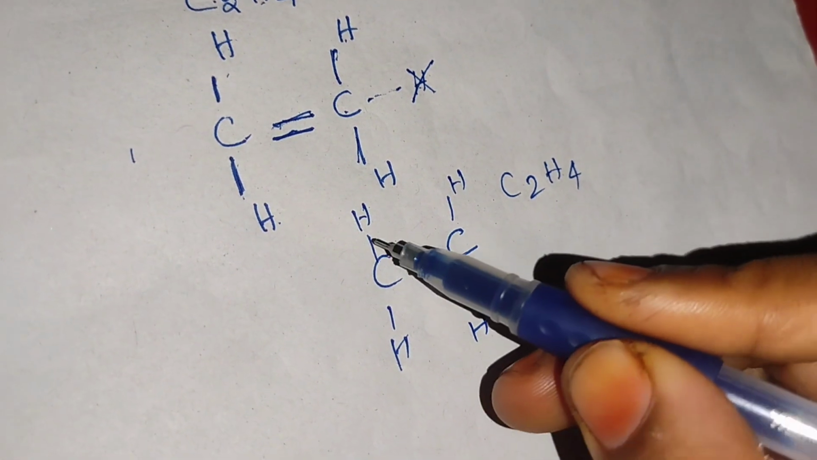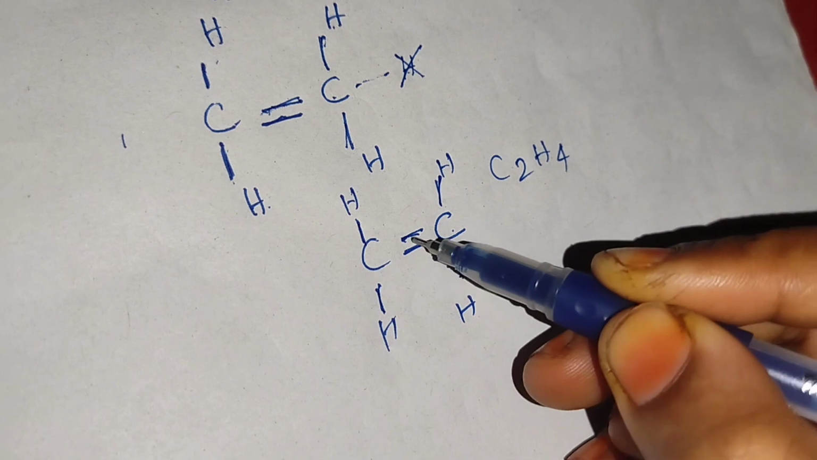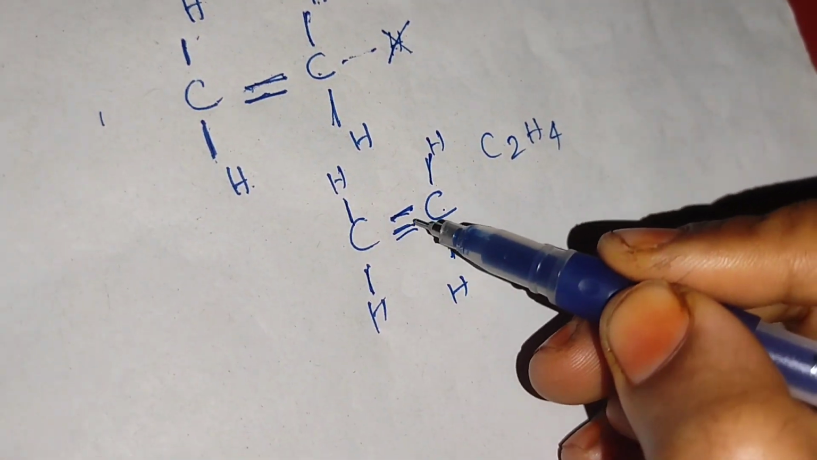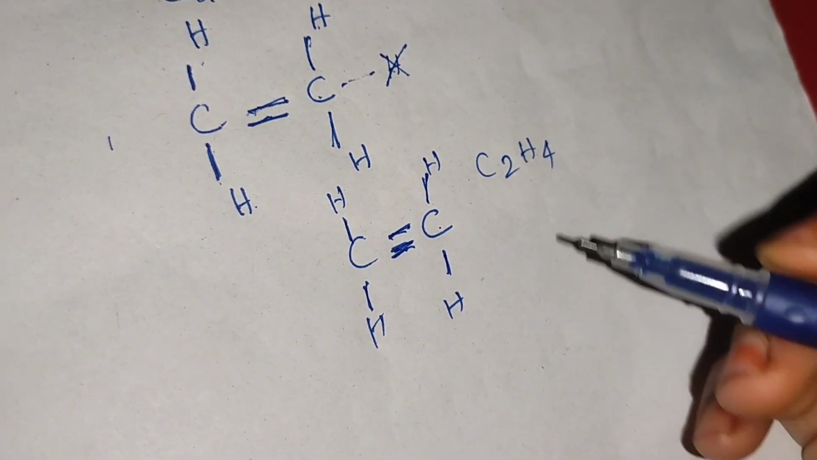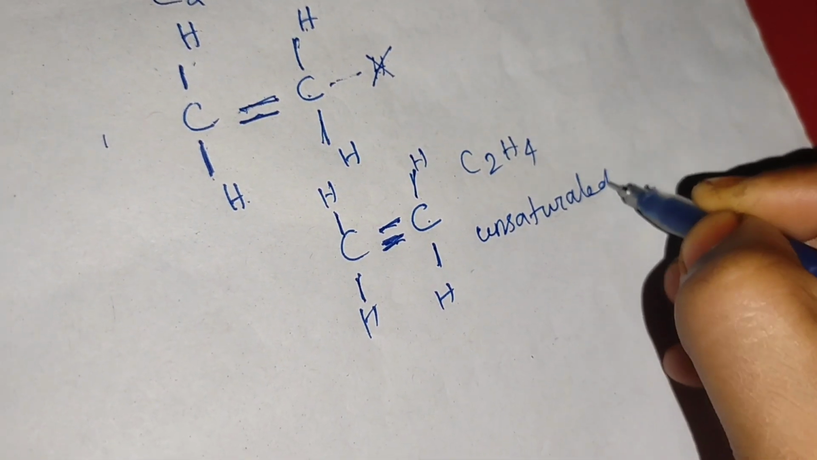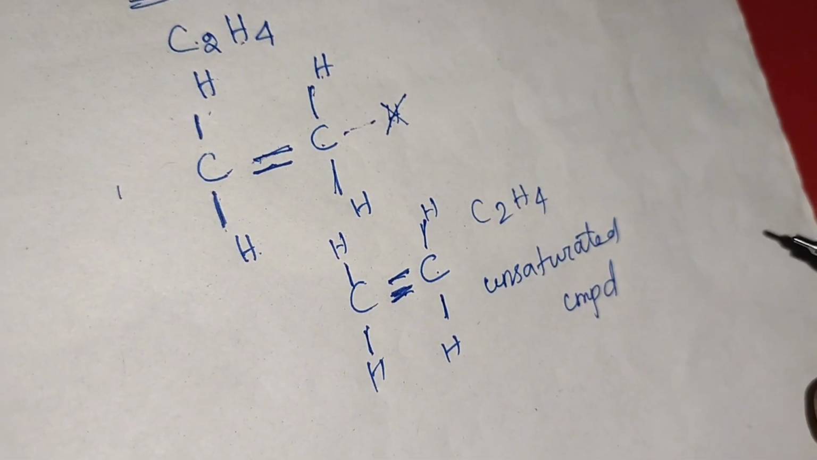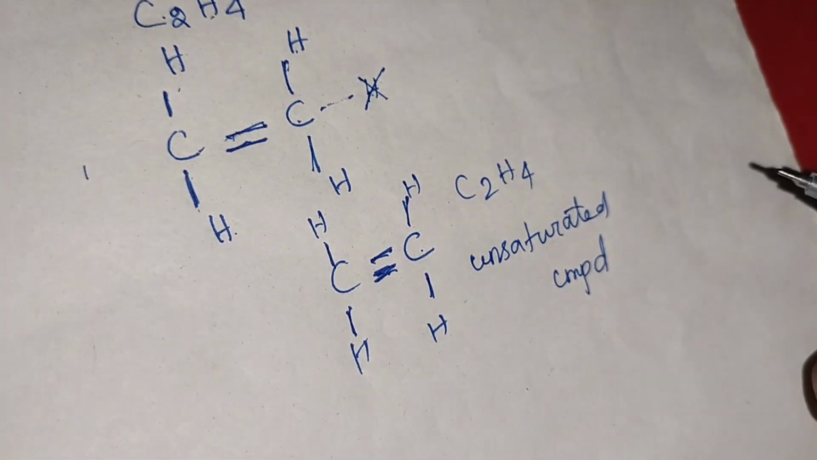Now check the valency: 1, 2, 3, 4 valency here, and for this carbon also 1, 2, 3, 4 valency. So this is a double bond compound, and this is an unsaturated compound. Unsaturated compounds are very reactive compared with saturated compounds.